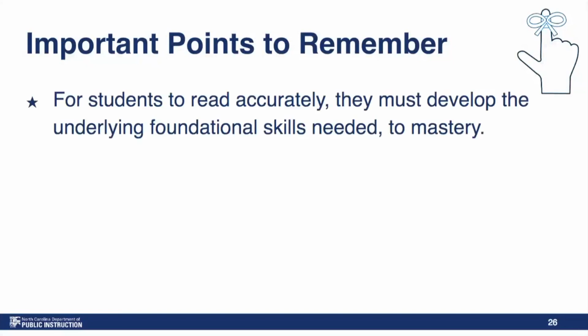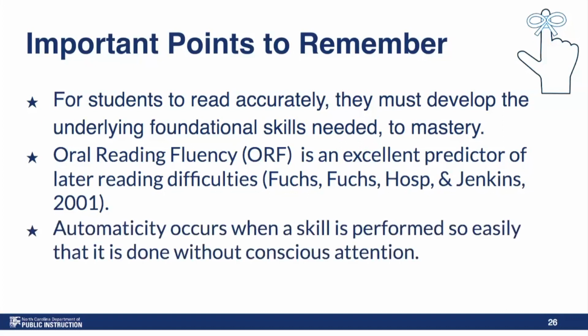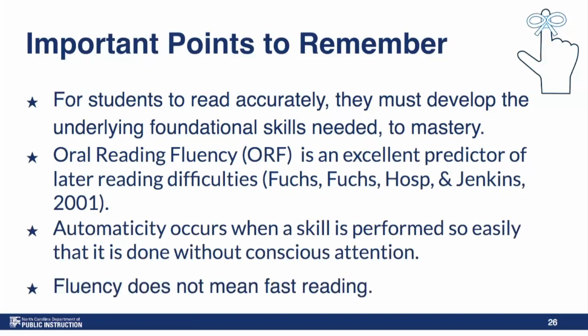As we wrap up fluency, there are just a few important points we'd like for you to remember. First of all, for students to read accurately, they must have mastered those underlying foundational skills. Think back to that visual of Scarborough's reading rope. Also, oral reading fluency, ORF, is going to be an excellent predictor of later reading difficulties. It's very important to analyze those scores. Automaticity is going to occur when a skill is performed so easily that it's done without conscious attention. And last of all, fluency does not mean fast reading.